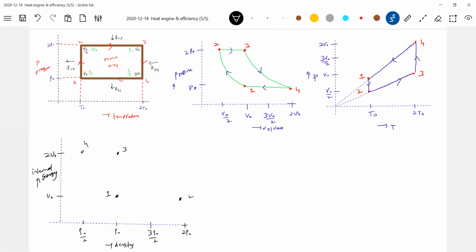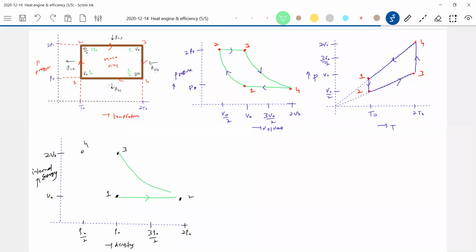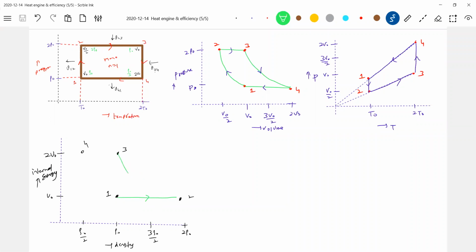First, what is 1 to 2? Isothermal process. So isothermal process, how do you draw it? In the internal energy graph, internal energy is constant in an isothermal process, so a horizontal line. Then what about 2 to 3? 2 to 3 is an isobaric process, so a rectangular hyperbola. Then it will be like this.